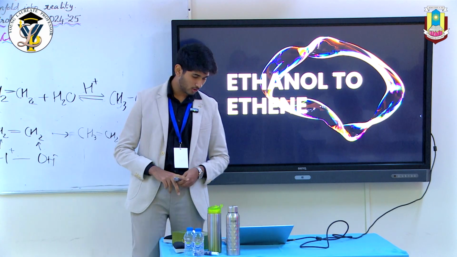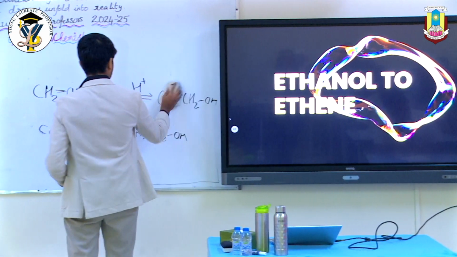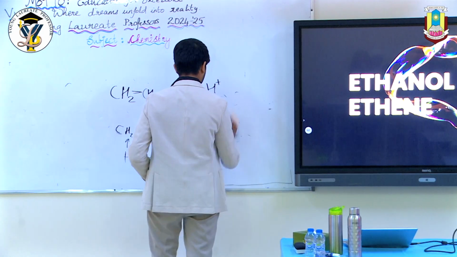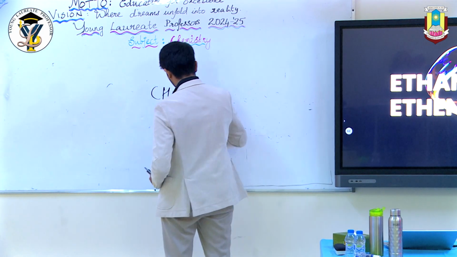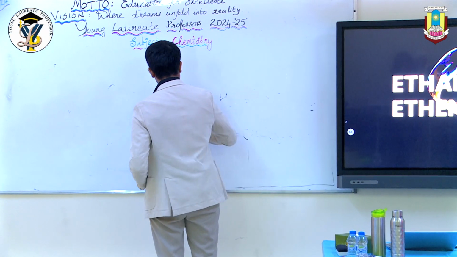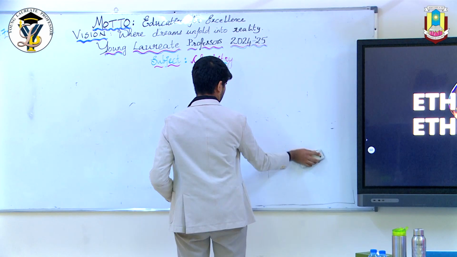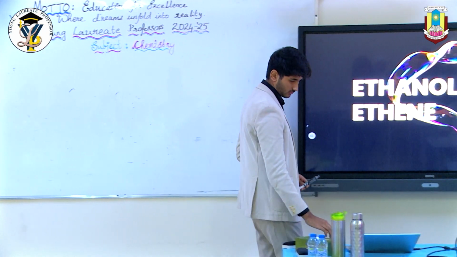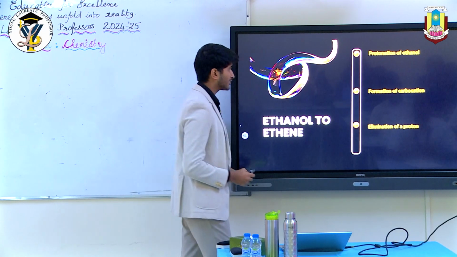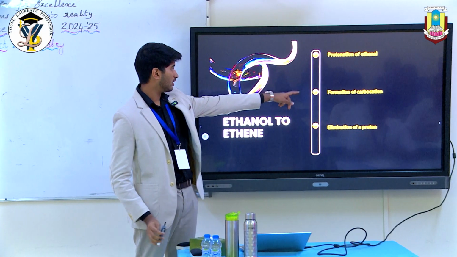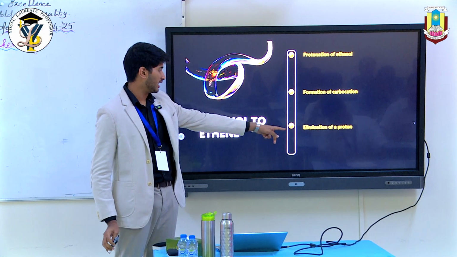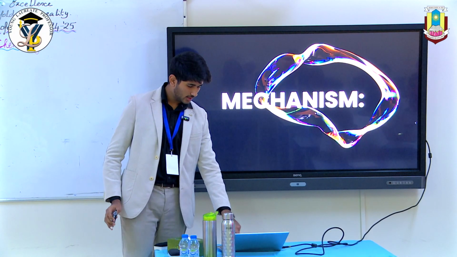Now let's look at ethanol to ethene. The gist of it is protonation of ethanol, formation of carbocation and elimination of a proton. Here's the mechanism for it.